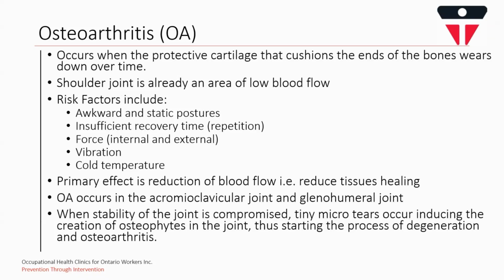Osteoarthritis tends to occur within the acromioclavicular joint and the glenohumeral joint. When stability of the joint is compromised, tiny microtears occur, including the creation of osteophytes in the joint, thus starting the process of degeneration.